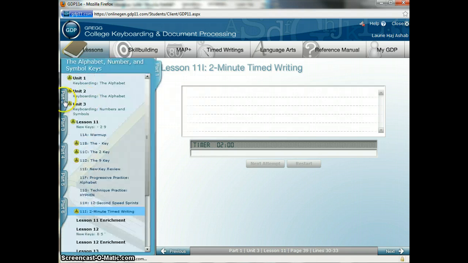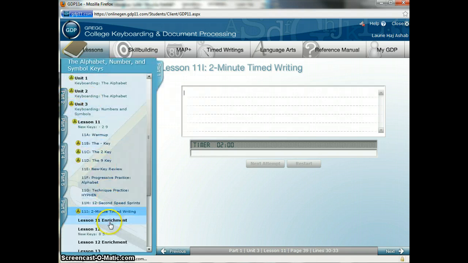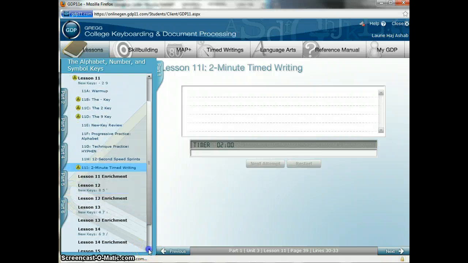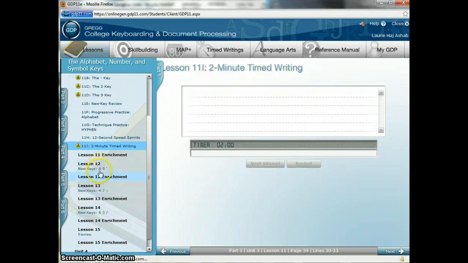So make sure you read your directions. And then we have our Lesson 11 enrichment. Lesson number 12, we have the 8, the 5, and the apostrophe.